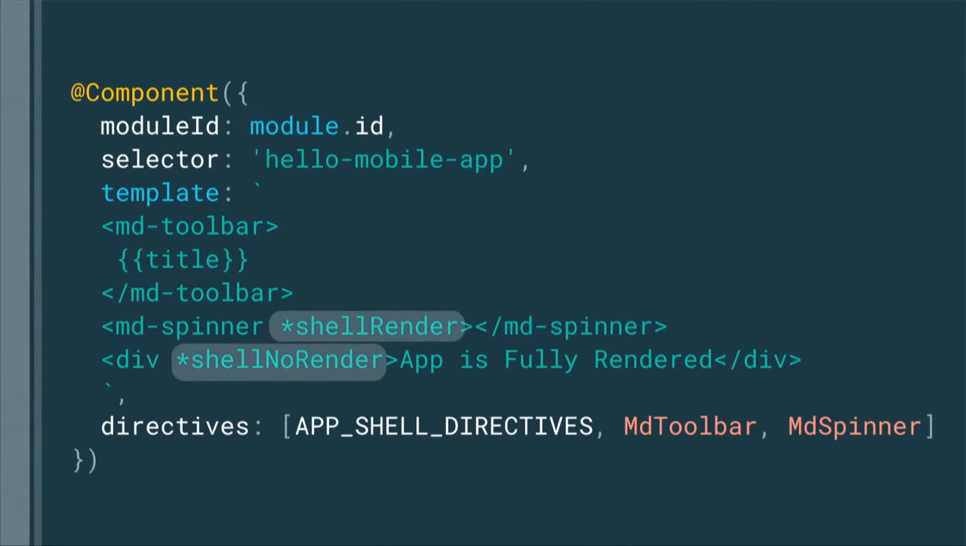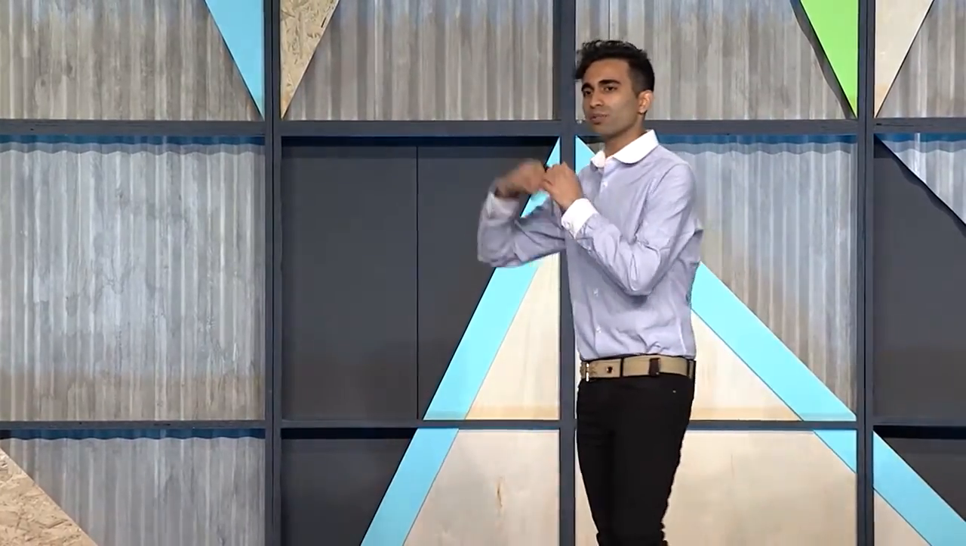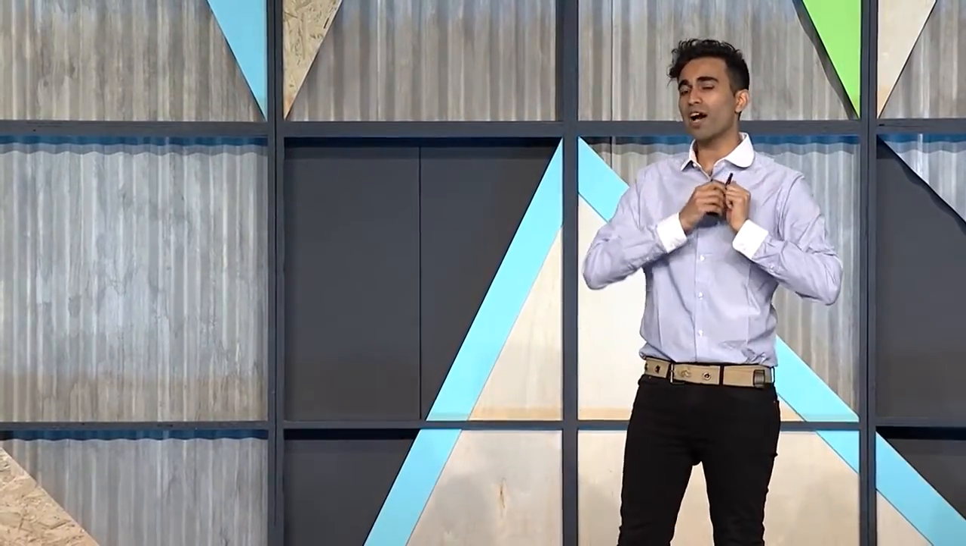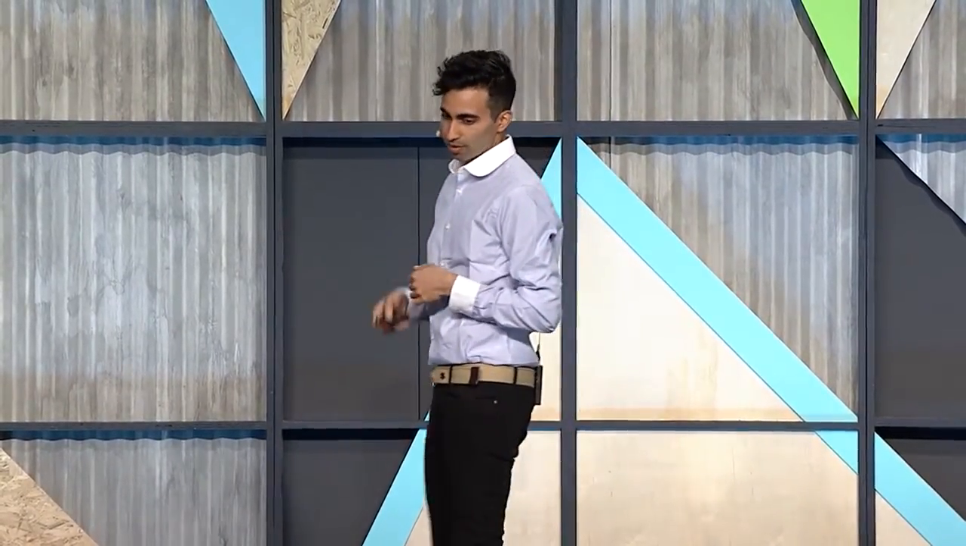What is exciting is these two little helpers. These two helpers are shell render and shell no render. And these are kind of badass. Shell render will allow you to define any UI that you want to display on the screen before your main Angular bundle has completed asynchronously loading in. Shell no render is what's going to be displayed after the entire application has fully rendered out, meaning that you can define your application shell declaratively right inside of your component.